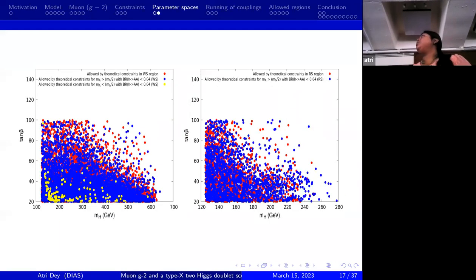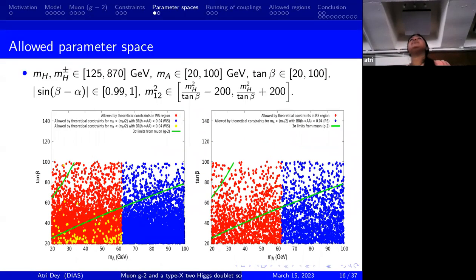Sorry, what was the reason you weren't going to lower tan beta? Because we are just trying to explain the muon G minus 2. MA cannot be so light, because then there's a constraint on MA also. We can't go lower because we have a heavy Higgs, and this heavy Higgs can go to tau tau, and from LHC heavy Higgs searches they have a bound on tan beta.